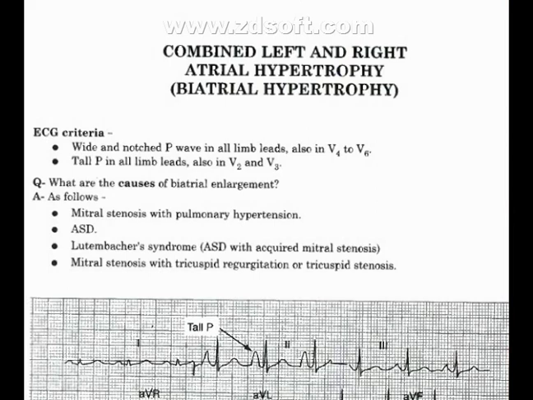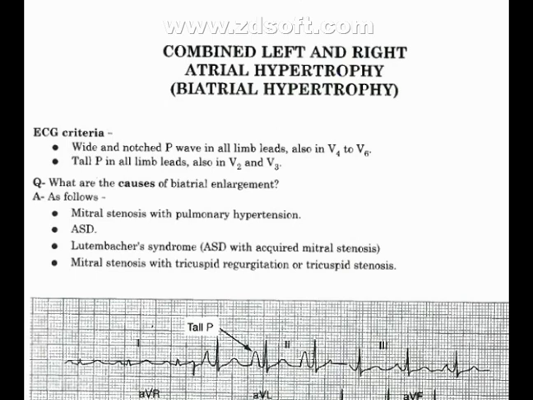Now combined left and right atrial hypertrophy, that is biatrial hypertrophy. ECG criteria: wide and notched P wave in all limb leads and also in V4 to V6. Tall P in all limb leads, also in V2 and V3. What are the causes of biatrial enlargement? As follows: mitral stenosis with pulmonary hypertension, ASD, Lutembacher syndrome.